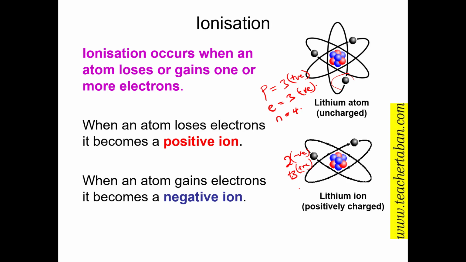So ionization is simply the process of making an atom become either a positive ion or a negative ion. The process of ionization is simply making atoms or molecules become ions, positive and negative ions. That is what ionization is all about.